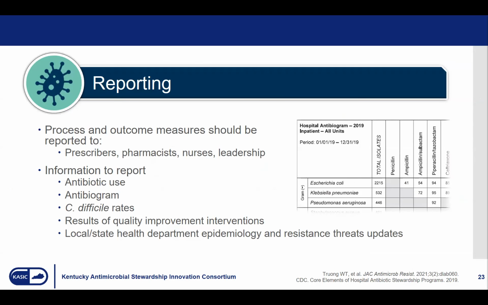Okay, so reporting process and outcomes measures is another CDC core element. These reported process and outcome measures should be reported to prescribers, pharmacists, nurses, and leadership. And the specific information that should be reported is listed here.